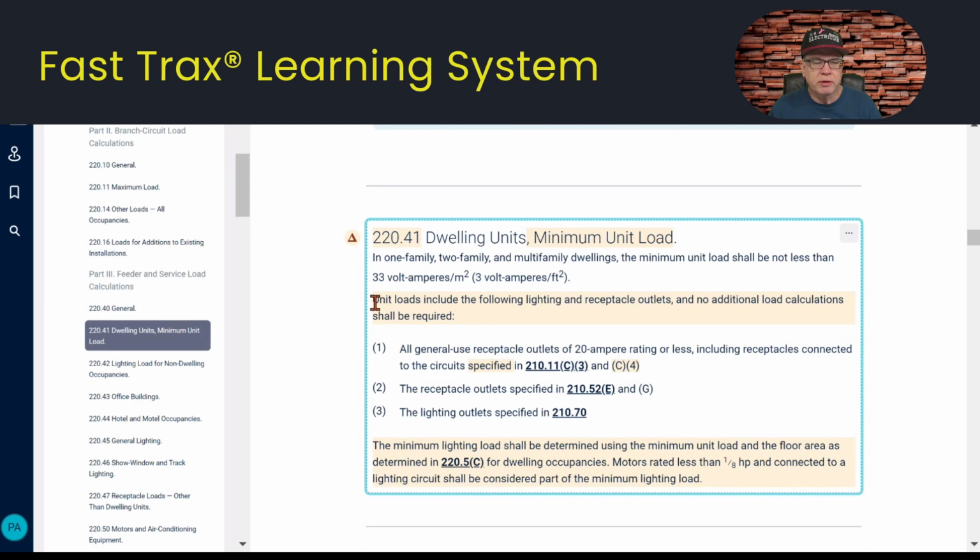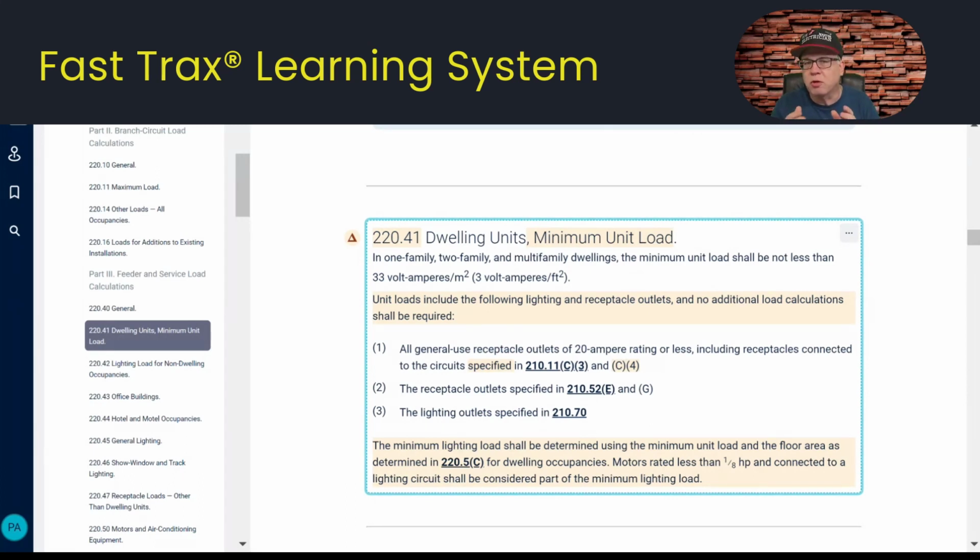So what's included? Well, this unit load, this 3 VA per square foot, is the unit load per square foot. Unit load includes the following lighting and receptacle outlets, and no additional load calculation is going to be required for these. So all of your general use receptacle outlets throughout your dwelling that are 20 amp rated or less, and that includes those that are connected to the circuits like here, which would be, for example, the bathroom circuit, or those that would be going to like a garage. There's no additional VA for those, okay? They're your general receptacle applications, nothing additional for that. Now, what about the receptacle in the front and the back of the dwelling that's required? Again, that would be all-encompassing, with that 3 VA per square foot.